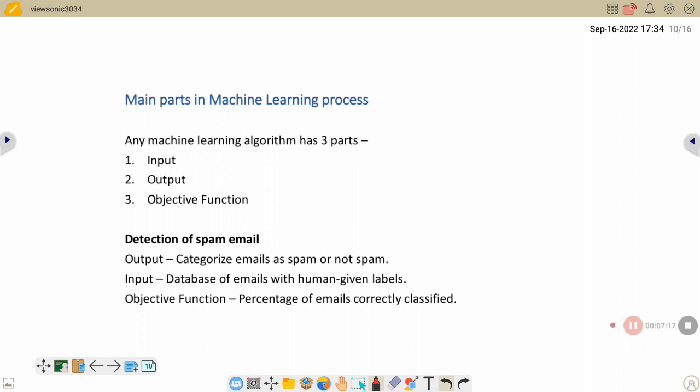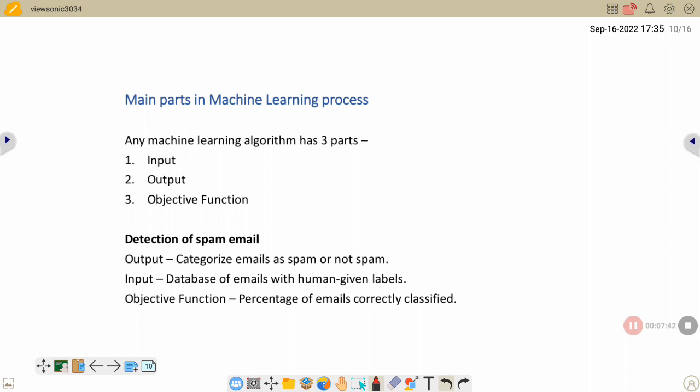So coming to the main parts in the machine learning process. In an ML algorithm, we have three parts. First part is the input, the second part will be the output, and obviously we have an objective function. Suppose we want to detect whether an email is spam or not. What will be the output? The output will be whether the email is spam or not.